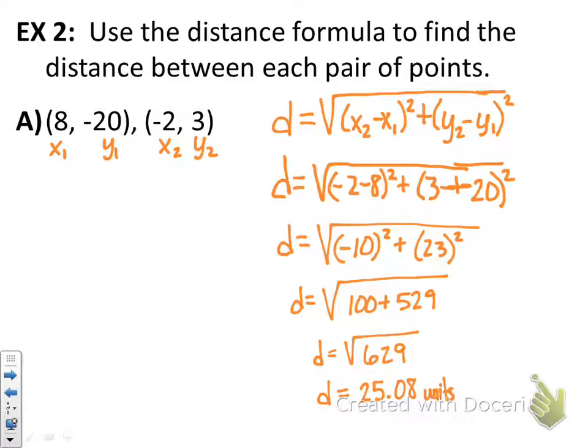Okay, the next example is, let's try this. Same type of thing. So I'm going to let you go ahead and, if you want to try that, you can, but we've shown the distance formula twice now. So I'll show you this real quick.